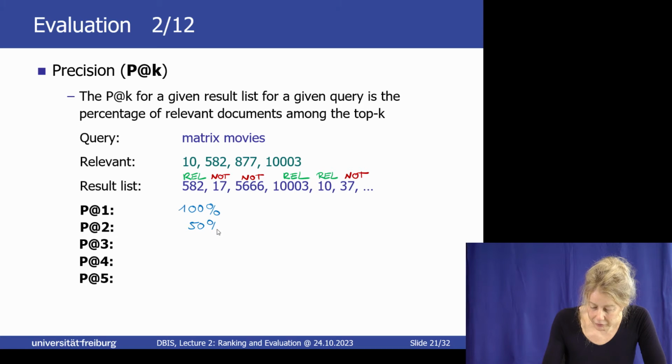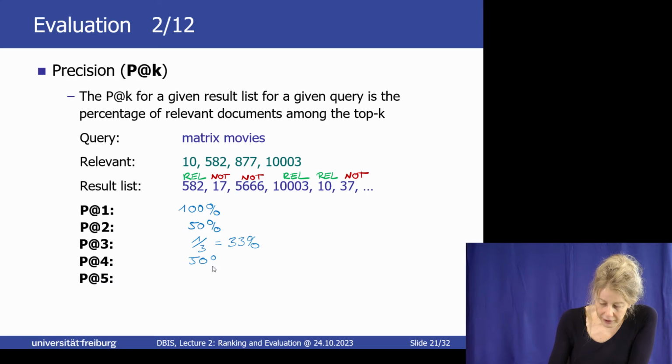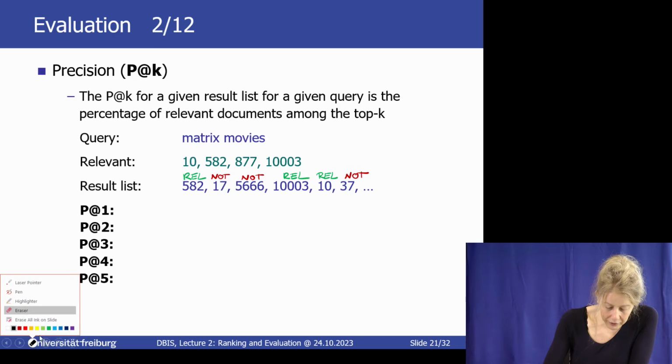How many of the top 3 are relevant? What's the percentage? 33%, yeah. So it's 1/3, which is kind of 33 point something percent. What's P at 4? Yeah, it's 50% again. So it's not that the P at something always goes down, right? Now I have a relevant one again here, and now it's 2 out of 4 which are relevant. So maybe to clarify, let me quickly write it like this. I think it's a bit clearer.